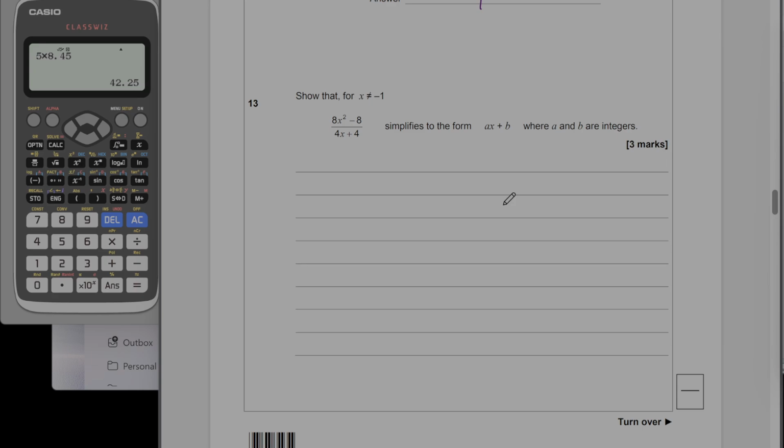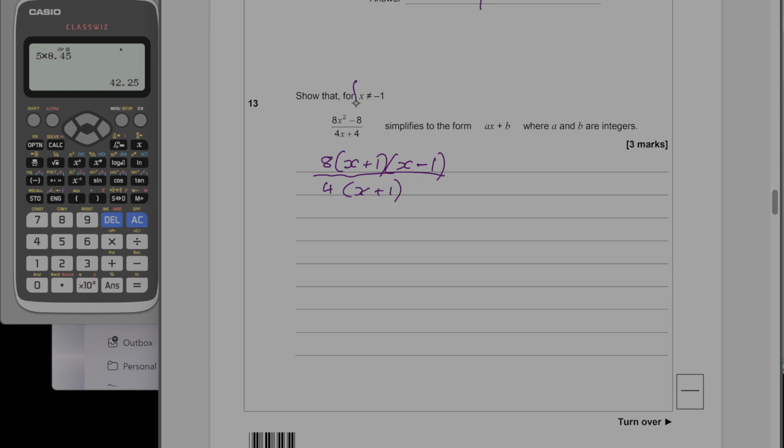Okay, show that for x not being equal to minus 1, that gives me a clue straight away, that this simplifies to the form ax plus b where a and b are integers. Okay, so I'm going to factorize. I factorize the top line. I've taken a factor of 8 out, and then I've got x squared minus 1, which is a difference of two squares, so that would be x plus 1 multiplied by x minus 1, and that's going to be divided by 4 lots of x plus 1.